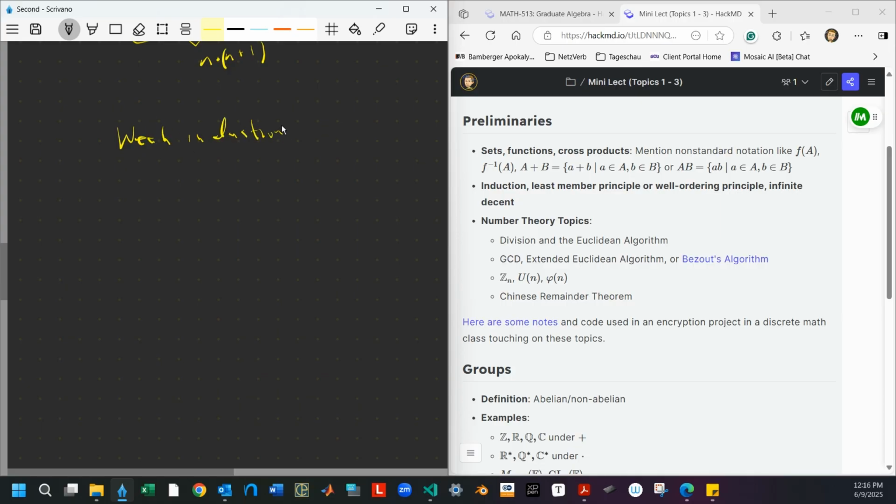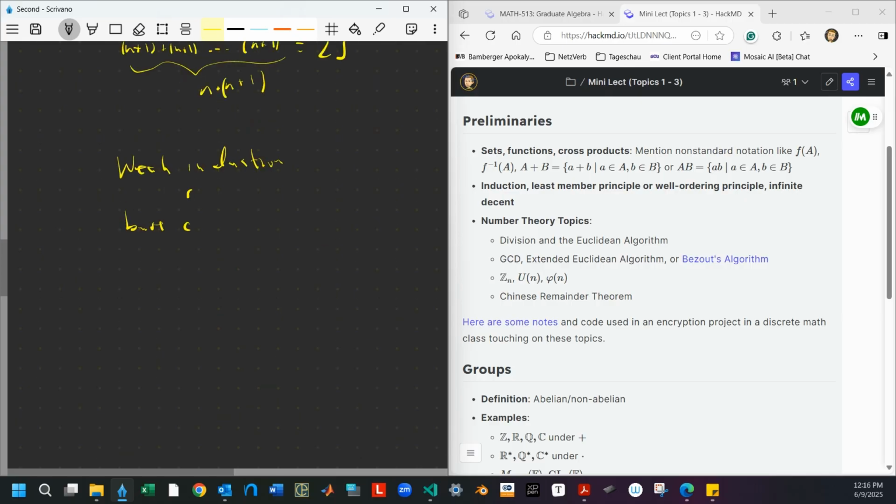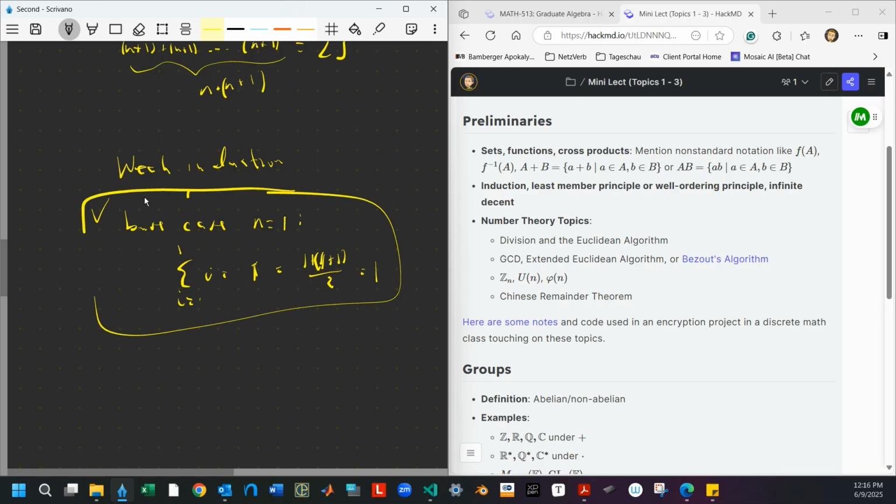Okay, so first, the base case will be n equals 1. Whoops, sorry, I just moved my screen. So that is the summation of i from i equals 1 to 1, which is the summation of 1, equal to 1 times 1 plus 1 over 2. And of course, that's 2 over 2, which is 1. So the base case is good. So at n equals 1, the thing holds.